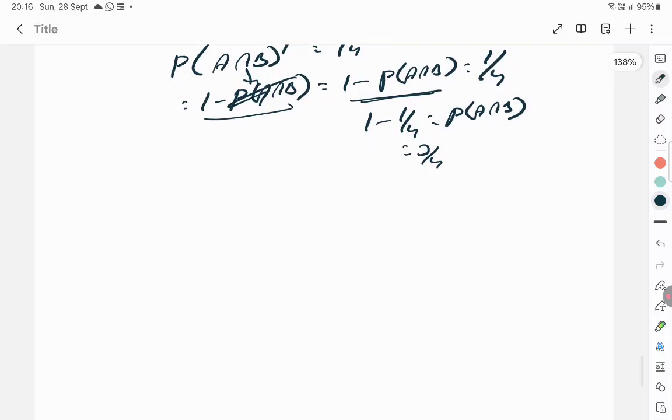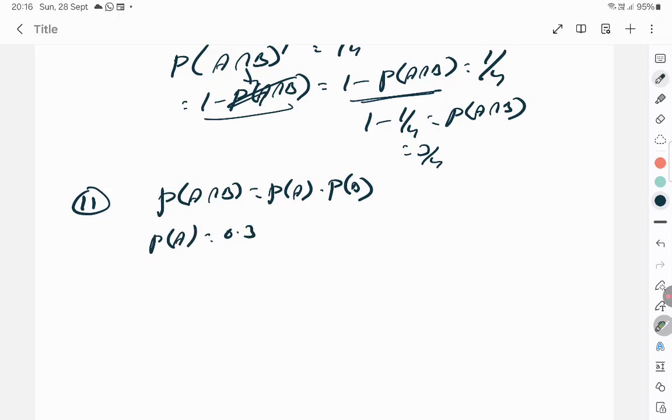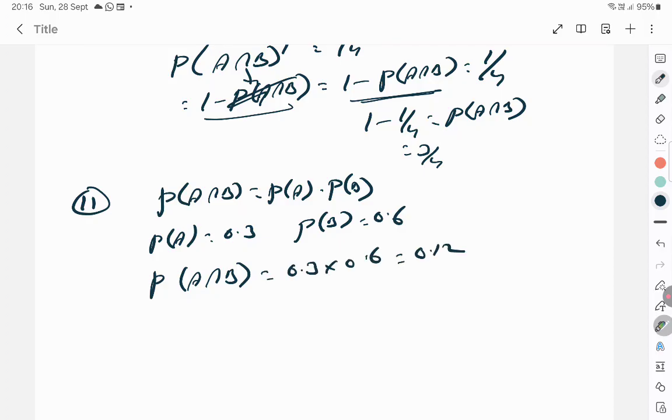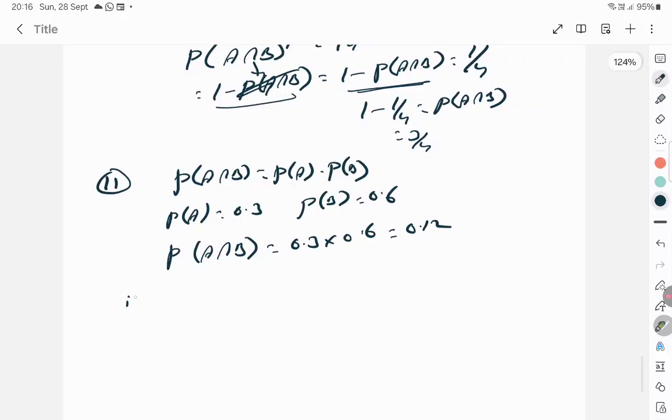So let's go to 11th question. 11th question is, given two independent events A and B. So the moment independent, you know P of A intersection B is P of A into P of B. That is going to be a clue. Given the two independent events, P of A is equal to 0.3, P of B is equal to 0.6. Find P of A and B. P of A and B means A intersection B, which is nothing but 0.3 into 0.6, which is 0.12. Sorted.